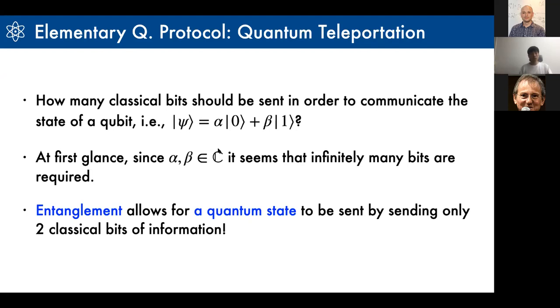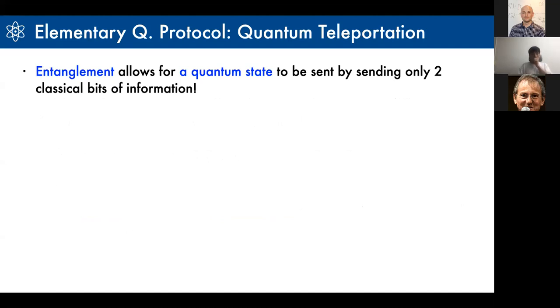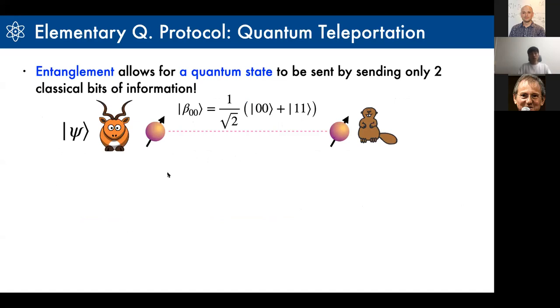It turns out that when you have an entanglement, a quantum state can be sent by sending only two classical bits of information. So this is another example where entanglement somehow acts as a resource for doing better communication. Okay, so let's see how this works. We have an antelope and beaver, they share this entangled state, but antelope also has another single qubit state that she wants to communicate.